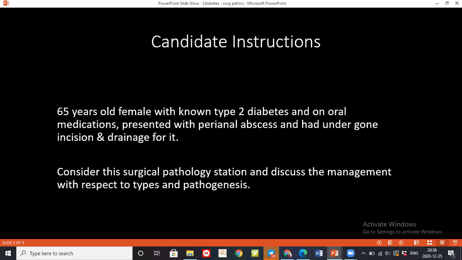Because maybe the patient is already on oral medication, so you have to discuss with the endocrinologist converting it into insulin therapy, maybe insulin injections.